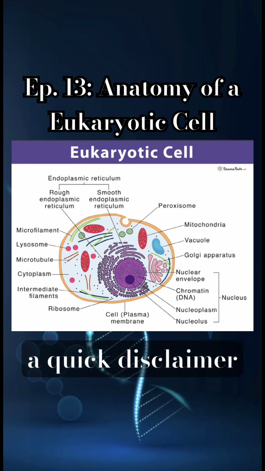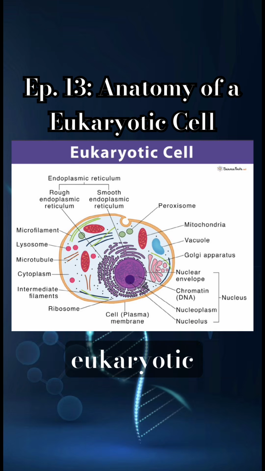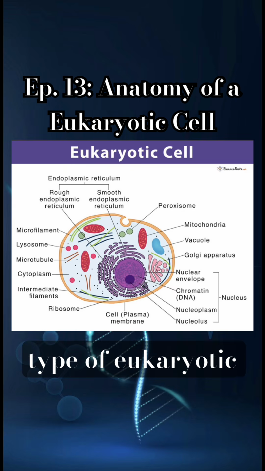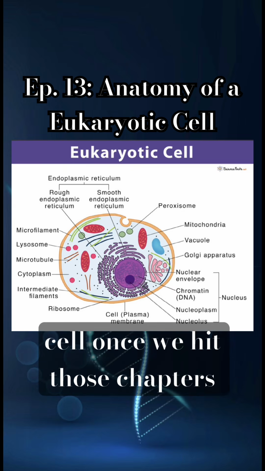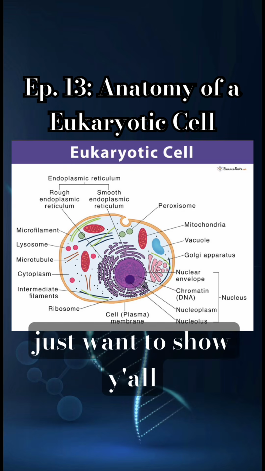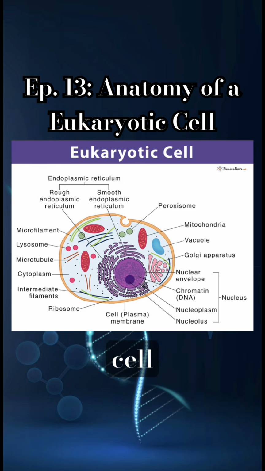But just a quick disclaimer, this eukaryotic cell is not the definitive type of eukaryotic cell for every type. I will also try to show each specific type of eukaryotic cell once we hit those chapters. Right now, I just want to show y'all the basic eukaryotic cell. So we will start with the peroxisome and move clockwise.